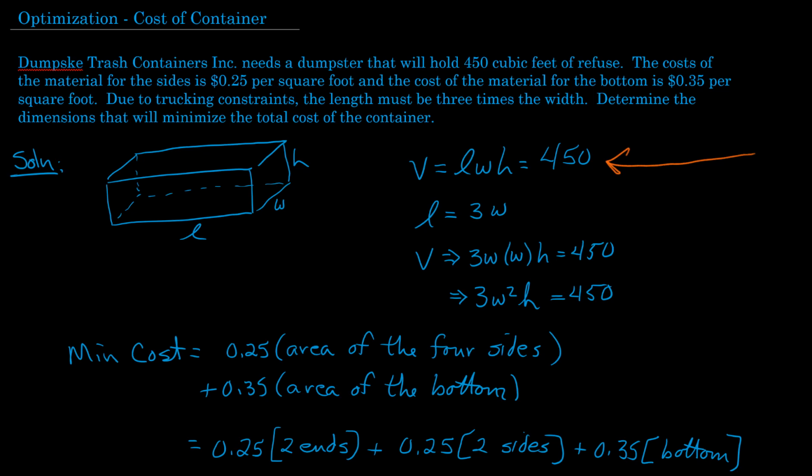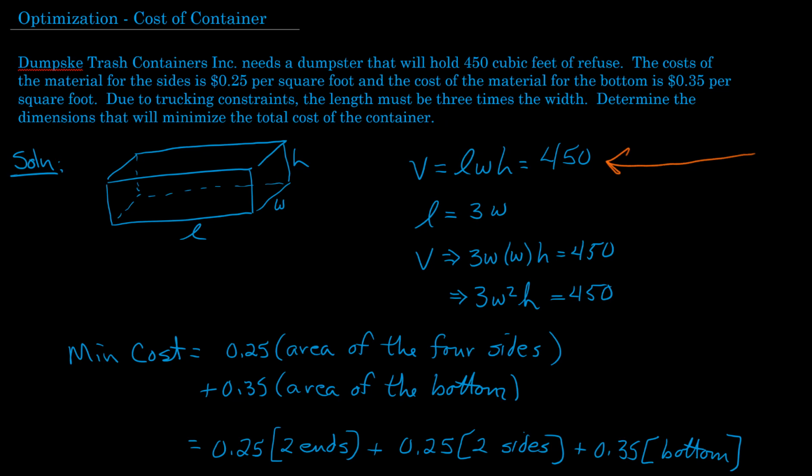Okay, I have a sketch of what the dumpster is going to look like here. It's going to be a rectangular shape, kind of like a giant shoebox, and we have the requirement of 450 cubic feet. That's the volume. The volume of a box like this is length times width times height. Notice we're also given an additional constraint due to trucking needs: the length has to be 3 times the width. So I've jotted that down.